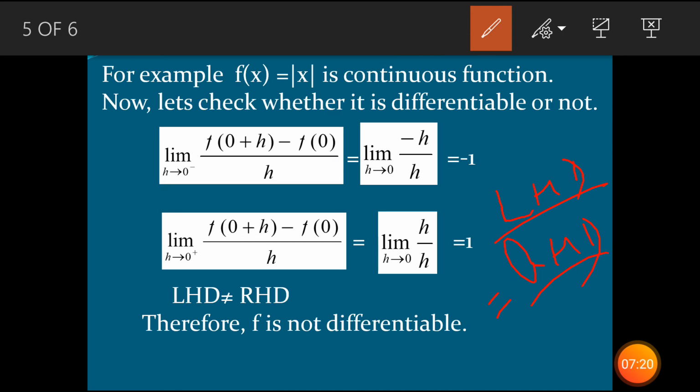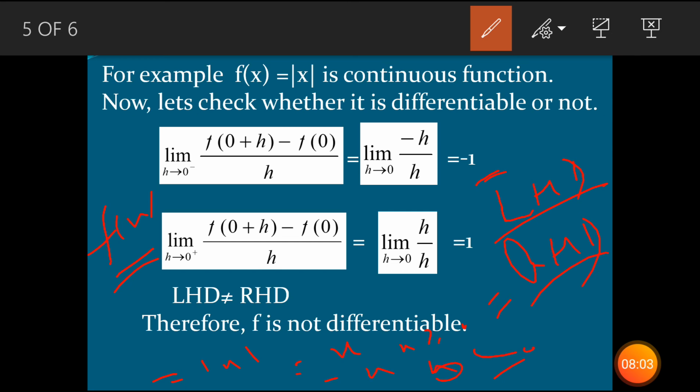The point we have taken is 0. So the limit as h tends to 0 minus, that is the left hand derivative, of (f(0 plus h) minus f(0)) upon h, where our function is mod x. So mod h, obviously that will be minus h, and this upon h, so your result will be minus 1. And for the right hand derivative, consider the mod h function for 0 plus. Again just pay attention. You know very well the function mod x can be defined as x for x greater than or equal to 0 and minus x for x less than 0.